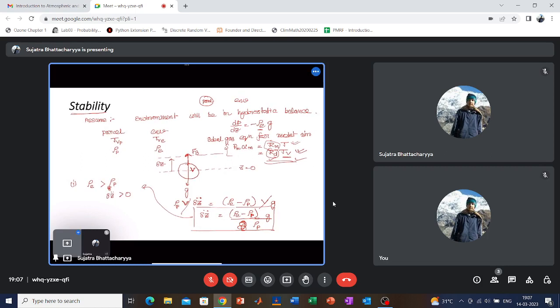Acceleration is positive. Number 2, if rho_e is equal to rho_p, what will happen? Then delta z double dot will be 0. Nothing is going to happen because all are at the same density. Third, if rho_e is less than rho_p, then delta z double dot will be less than 0. It is a decelerating case, where the parcel will resist and stay at its own location or move somewhat downward. Okay, this is what we can see from this. Let it be 1.